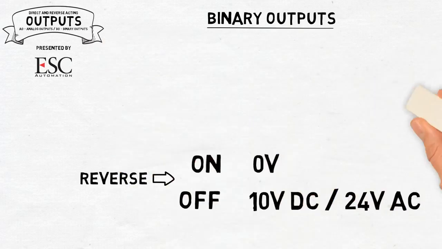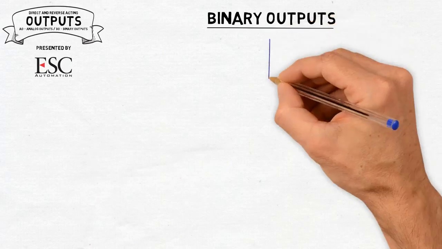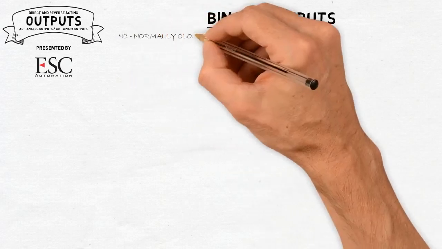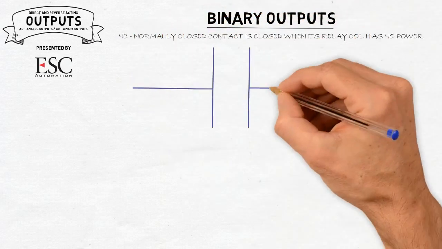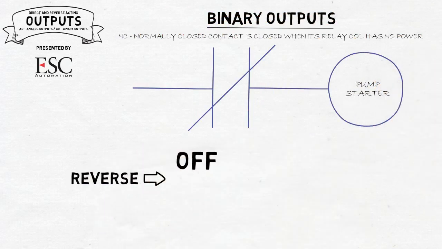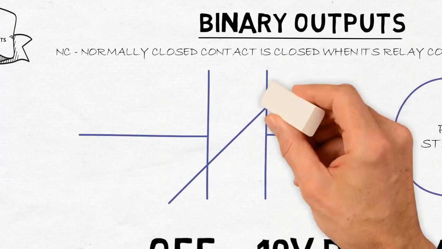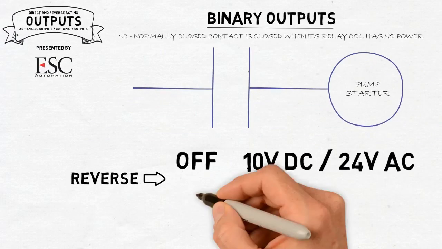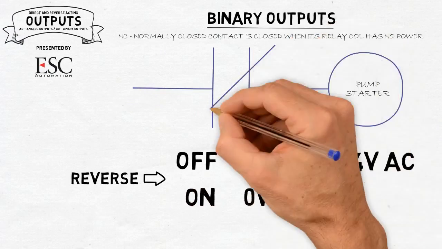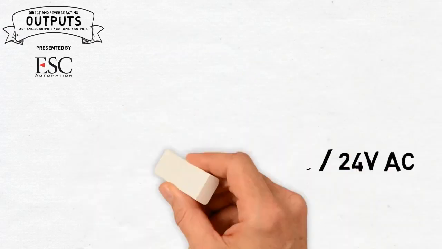So there's cases where you want to have an output in reverse acting, and I'll give you an example. We want to run a pump for a boiler system if the DDC system shuts off. So we would wire that pump to a normally closed contact, and the output would be set on reverse acting. So when we say off, the output would actually put out 10 volts or 24 volts, and it would open up the contact, which would shut off the pump. And when we say on, we'd get 0 volts on the device, and the contact would stay closed and run the device. So that's an example for a digital output in reverse acting.